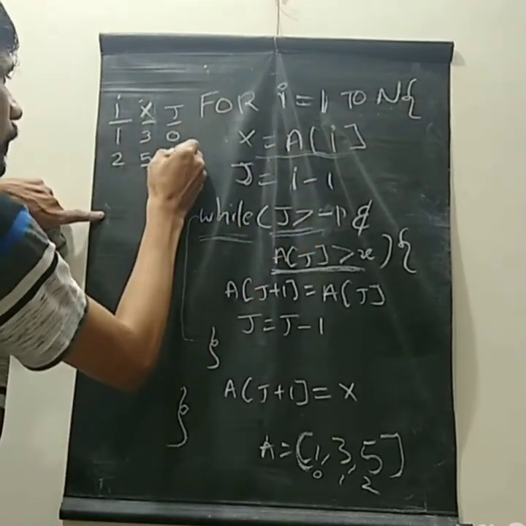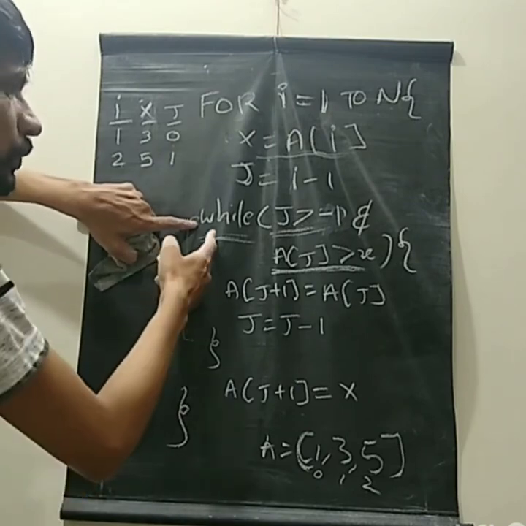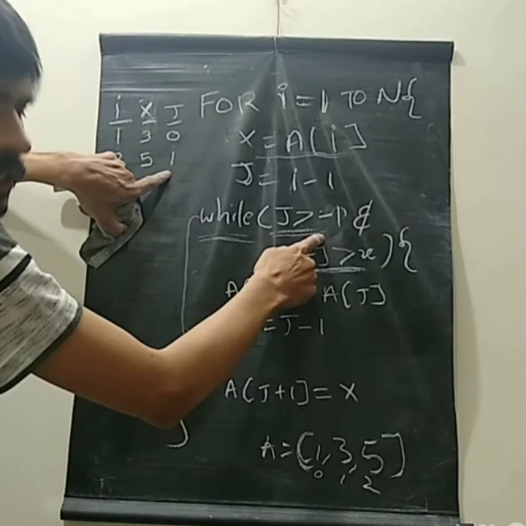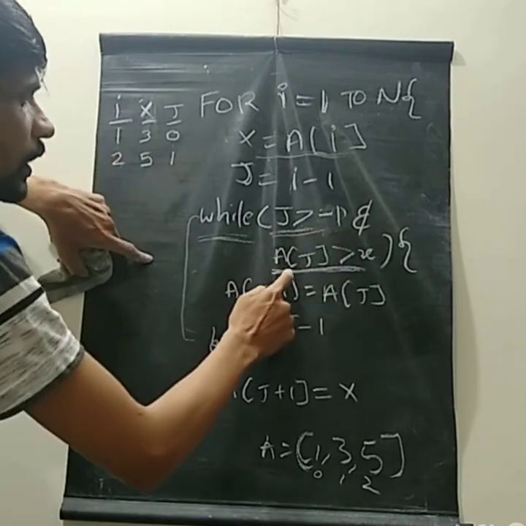That is 2 minus 1, which is 1. Okay. Now we come to this point: while j is greater than minus 1. Right, 1 is greater than minus 1. So, and a of j.